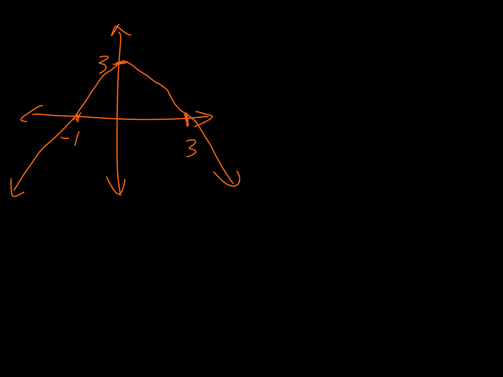If you're ever given the x-intercepts, that's the best place to start. So we know it's x plus 1 and x minus 3. You're always going to change the signs when you put it into factored form. And we know that there could be a scale factor right here. Now, to find that scale factor, we're going to use the y-intercept.